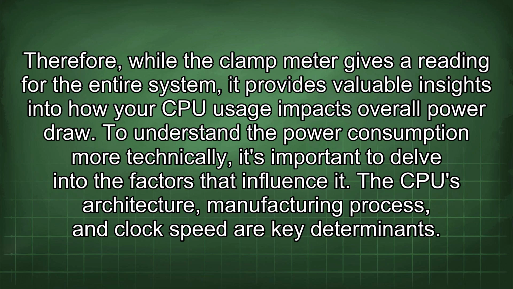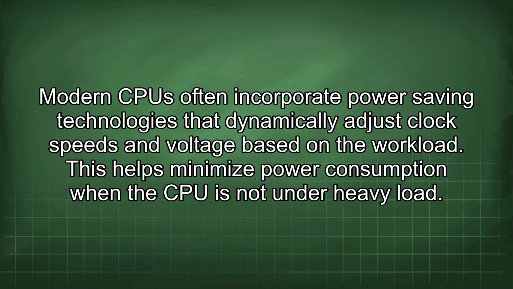To understand the power consumption more technically, it's important to delve into the factors that influence it. The CPU architecture, manufacturing process, and clock speed are key determinants. Modern CPUs often incorporate power-saving technologies that dynamically adjust clock speeds and voltage based on the workload. This helps minimize power consumption when the CPU is not under heavy load.